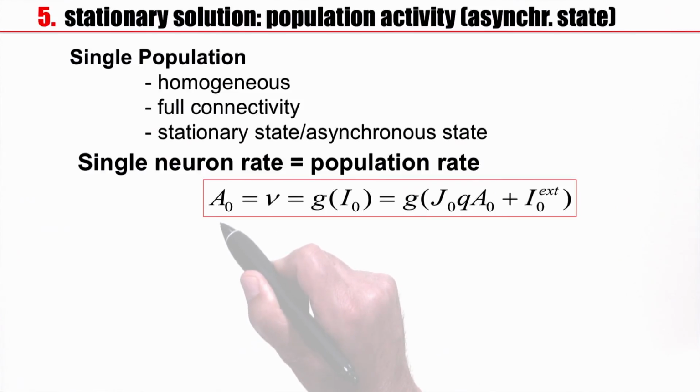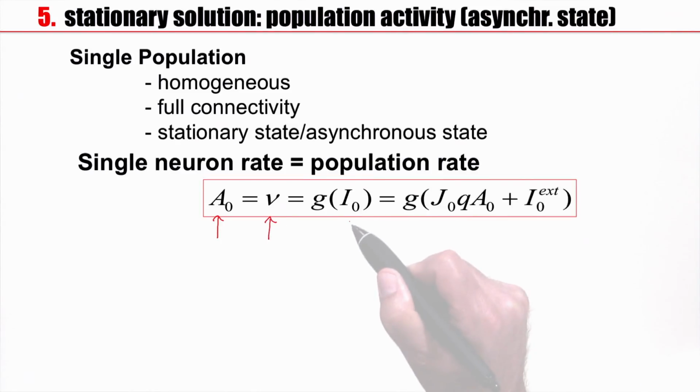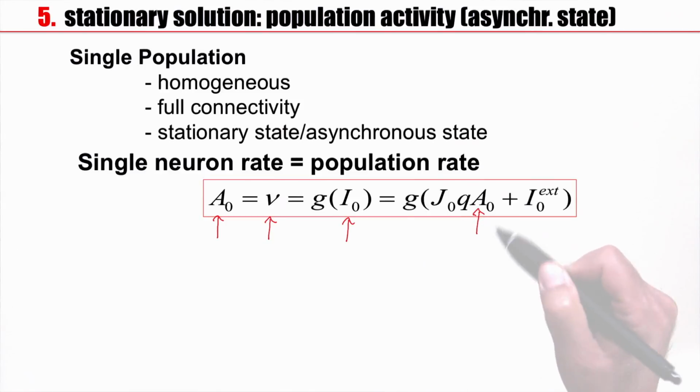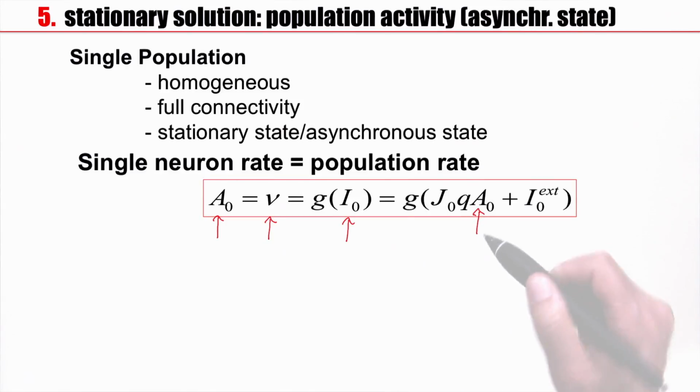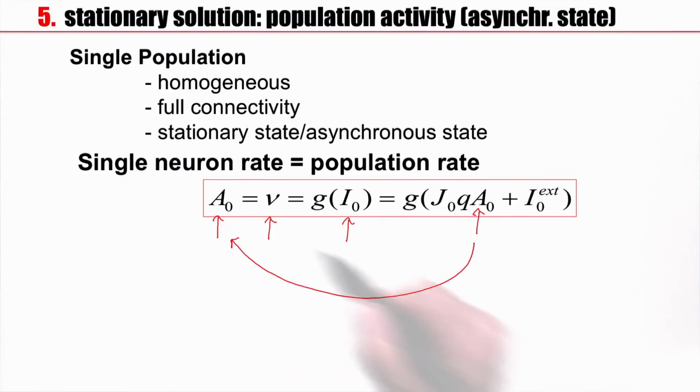The activity is equal to the single neuron firing rate, which is a function of I0. I0 has this expression, but this expression contains the population activity. So I have a loop: the population activity gives rise to the population activity. What I've shown you is the graphical solution, but if you are on a computer, you can also numerically solve for the stationary states of asynchronous firing in this homogeneous population that's fully connected.